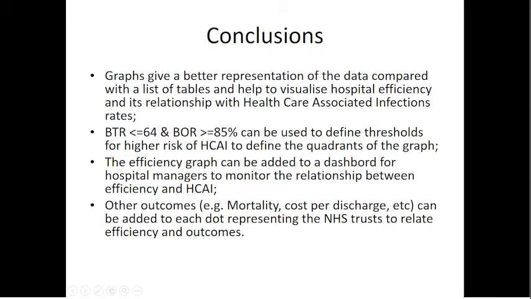So in conclusion, the graph gives a much better representation than tables. If we had to represent this whole story in tables, it would be a nightmare because it would be tables over tables. A BTR less than or equal to 64 patients per bed per year, and a bed occupancy rate higher than or equal to 85%, can be used to define the threshold for higher risk of healthcare-associated infection, to define the quadrants of the Pabolasso graph.